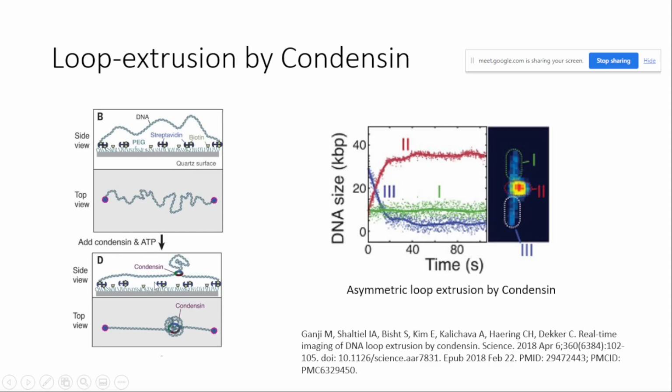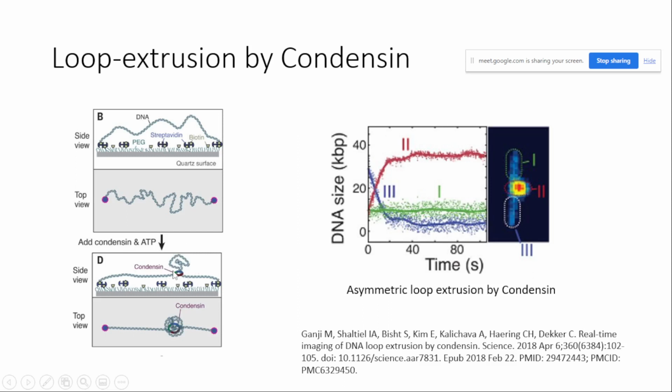So after adding condensate, they found that there is a loop extrusion in the DNA. Here you can see there is a loop extrusion of the DNA, and in addition to that they have also checked with the condensate whose ATPase head domain was mutated. So the ATPase mutated head domain containing condensate failed to extrude this loop.